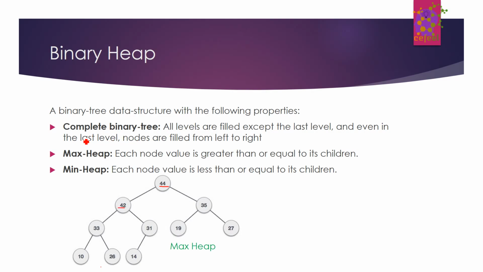Similarly, 42 is greater than 33 and 31. 35 is also greater than its children, 19 and 27. 33 is also greater than its children, which are 10 and 26, and 31 is also greater than its children, which is just 14. We don't have a right child for 31, and hence this qualifies as a max-heap.